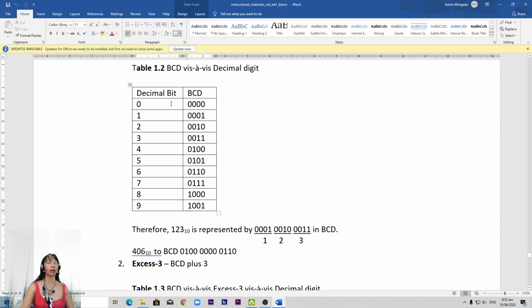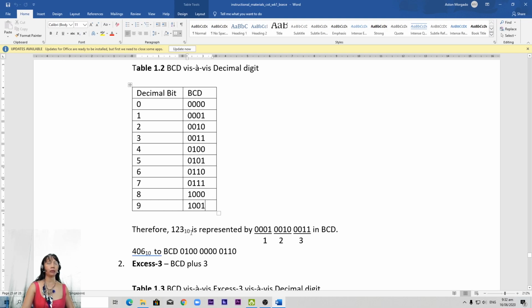For example, you have 0 here. It should be represented by 0000. For 1, it should be 0001. For 2, 0010. For 3, you have 0011. For 4, we have 0100. For 5, we have 0101. 6, 0110. 7, 0111. 8, 1000. 9, 1001.